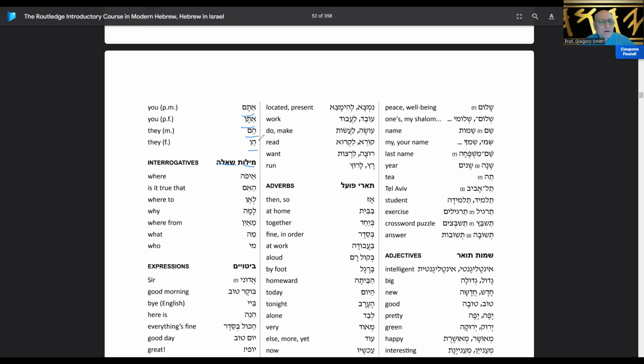Okay, look at these interrogatives. Milot she'elah. Yeah, מילות שאלה, Milot she'elah literally means question words. Epho, where? Ha'im, is it true that? Le'an, where to? Lama, why? Me'ayin, where from? Ma means what and mi means who. Okay, so we got some expressions here.